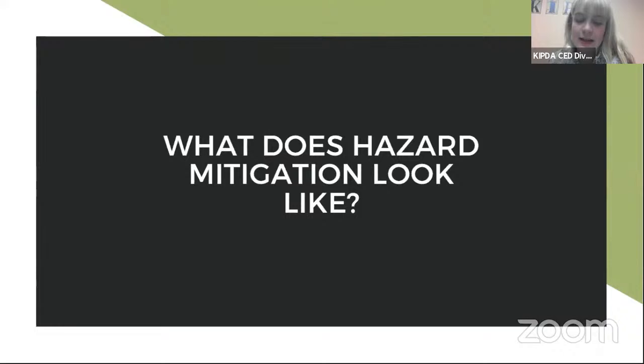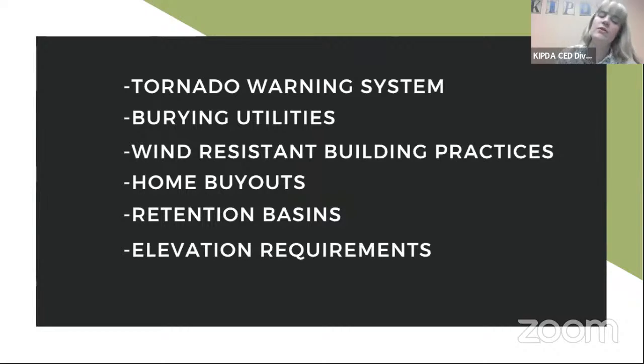Okay, so what does hazard mitigation look like? And what are we talking about when we say mitigation? Mitigation in our communities looks like tornado warning systems, burying utilities, wind-resistant building practices, home buyouts, retention basins, having elevation requirements for our communities. Those are just some examples of what mitigation looks like. The point of mitigation is to lessen the impact of a natural disaster. Obviously, we can't stop natural disasters, but the point is to lessen the impact and to make our communities more prepared.